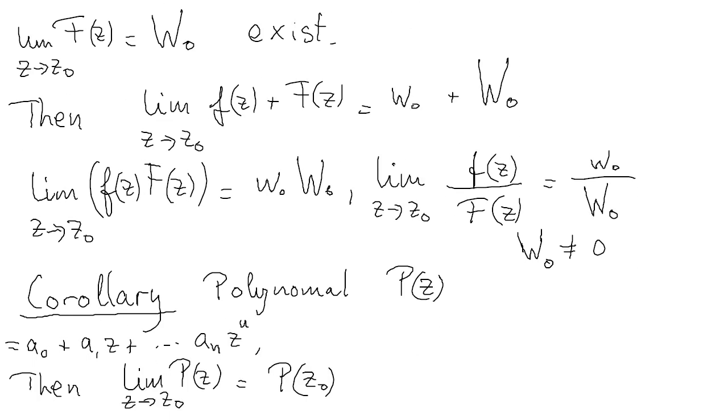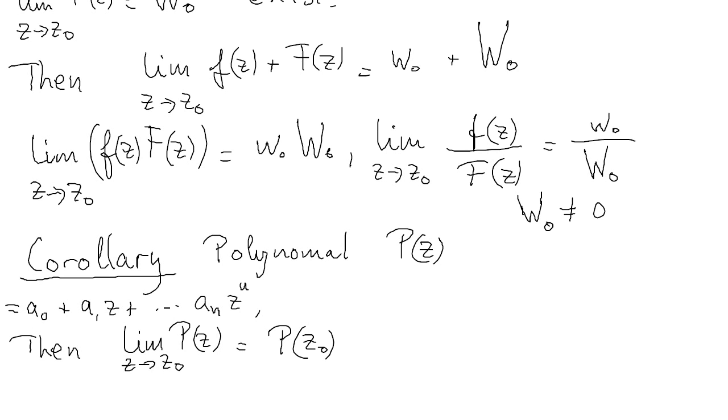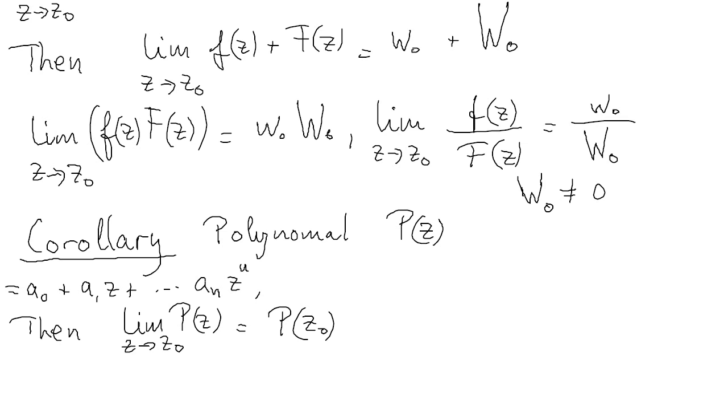A corollary, an immediate application of this theorem, is the following. Any polynomial f of z has the property that the limit of this polynomial exists for any point z0. It's really trivial to see this from the above theorem.